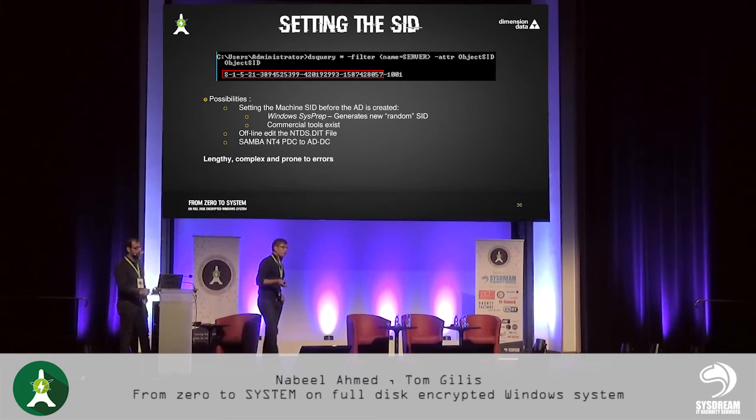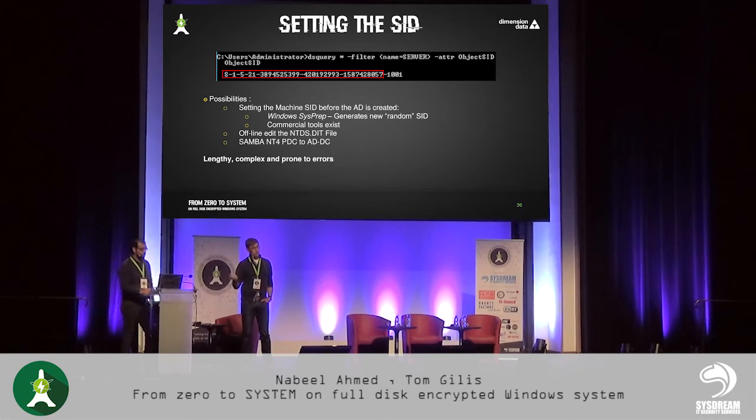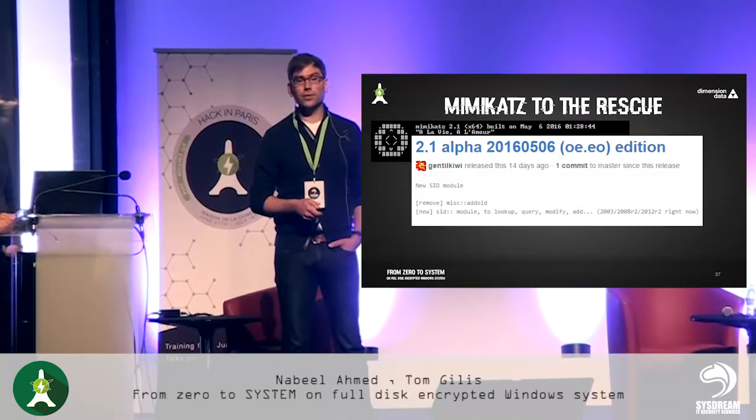And we also found a way to use a Samba server, the equivalent on Linux, where you first install it in NT4 mode, the real old Active Directory environment. There you can still set the SID, and then do the whole promotion to a full primary domain controller, and then you still have control of setting the SID. But again, it's going to be lengthy, it's going to be prone to errors. So actually, Mimikatz came to the rescue.